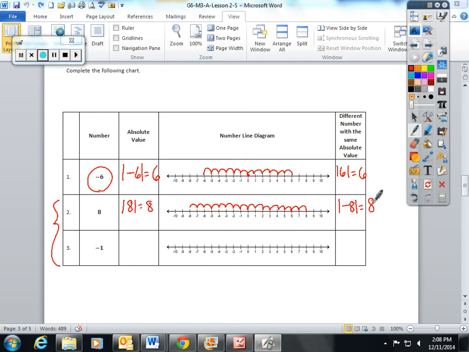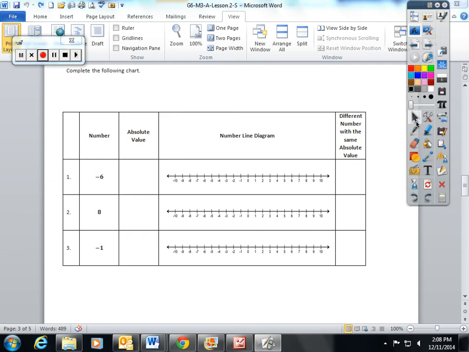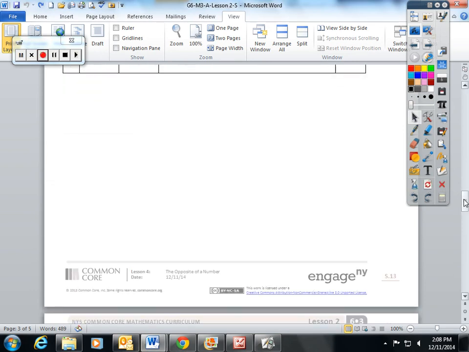Okay? Now, the absolute value of negative 1 is 1 space away from 0. So the answer to that would be 1. Okay? So here, the other number that's 1 space away from 0 is 1. So the absolute value of 1 is 1. Okay? I'm going to give you some notes on this, and then I'm going to give you some challenge problems.